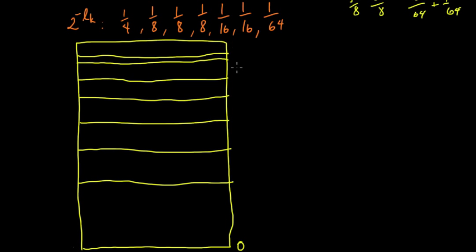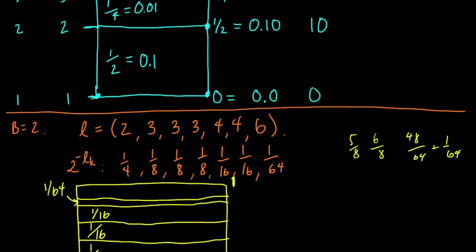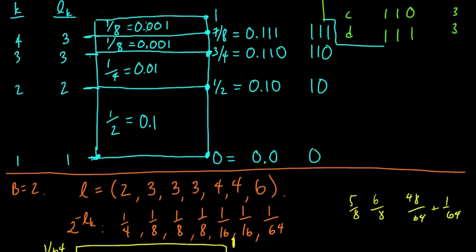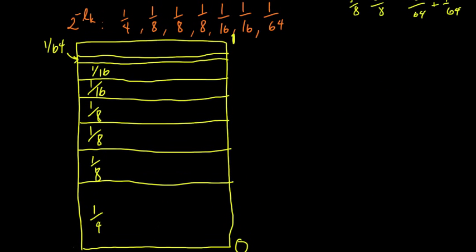So anyway, this is zero way down here. And this is one. Certainly not to scale. And now let's write in our numbers here. So we have 1/4, 1/8, 1/8, 1/8, 1/16, 1/16, and this little guy here is 1/64. So the next step, what did we do next? Well, we wrote down the binary expansions and then we added up the binary expansions. So let's do the same thing.